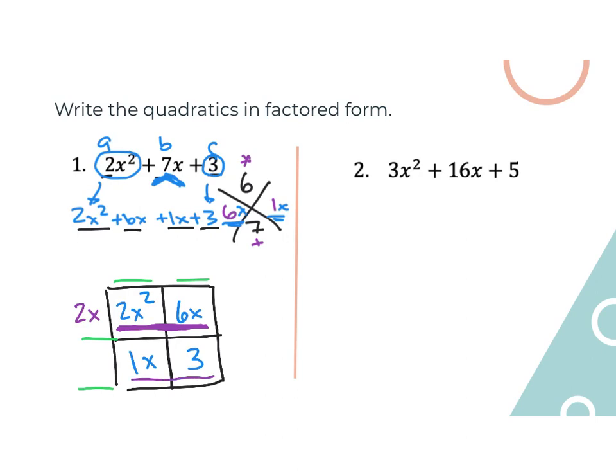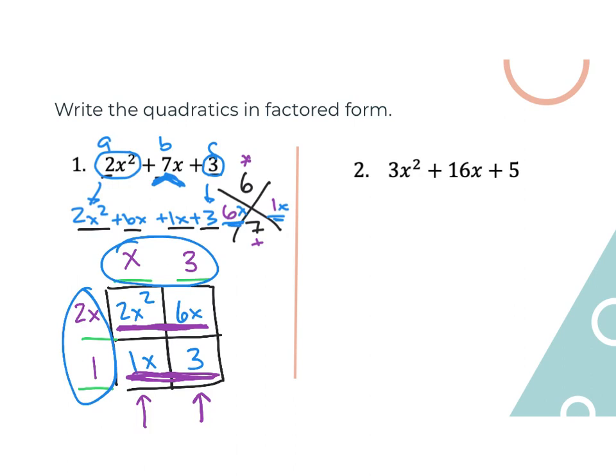If I look at this second row down, from a 1x and a 3, all I can take out there is a 1. Okay, now if I look at this first column, the 2x squared and the 1x, all I can take out there is an x. And then this second column over, 6x and 3, what I can take out there is a 3. So here's where the factoring part comes into play. My two factors are out here on the outsides now.